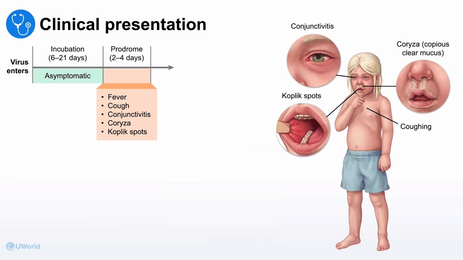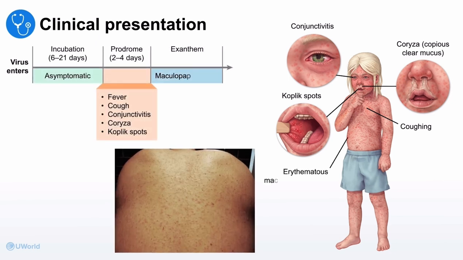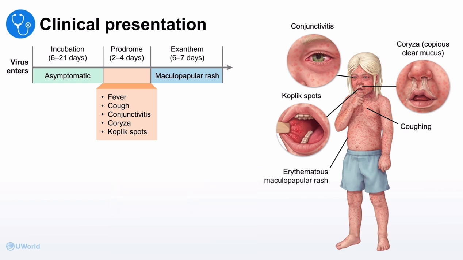The next stage is the exanthem. A couple days after the start of the prodrome, patients develop a characteristic rash that starts on the face and then gradually spreads to the trunk and extremities, sparing the palms and soles. The rash is red, maculopapular, and blanches or fades with pressure. It typically lasts 6 to 7 days. The final stage is the recovery period. Most symptoms resolve within 7 to 10 days. However, the cough may persist for a few weeks.